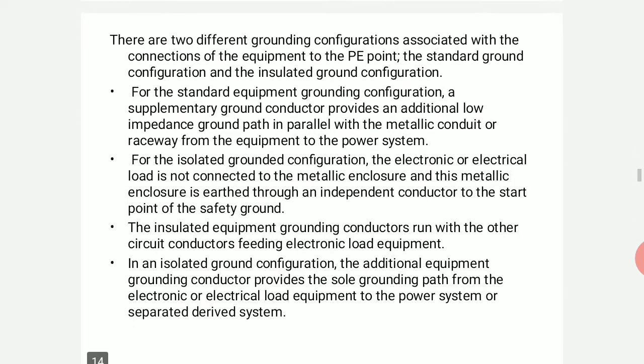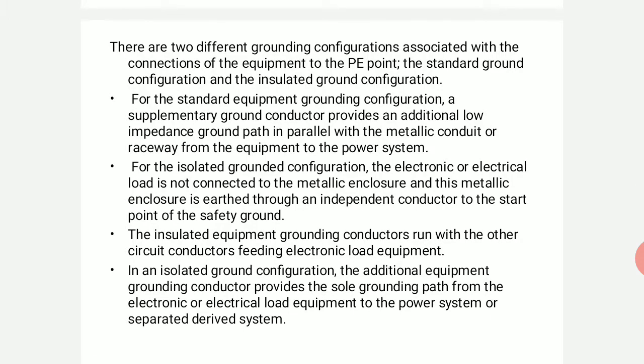There are two different grounding configurations associated with connections of the equipment to the PE point: the standard ground configuration and insulated ground configuration. For the standard equipment grounding configuration, a supplementary ground conductor provides an additional low impedance ground path in parallel with the metallic conduit or raceway from the equipment to the power system.